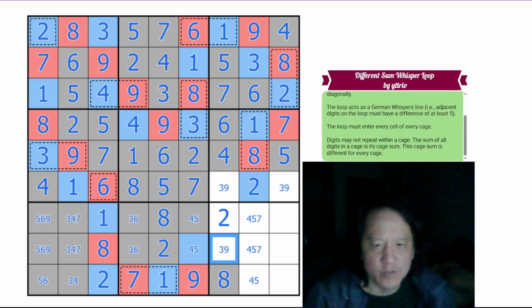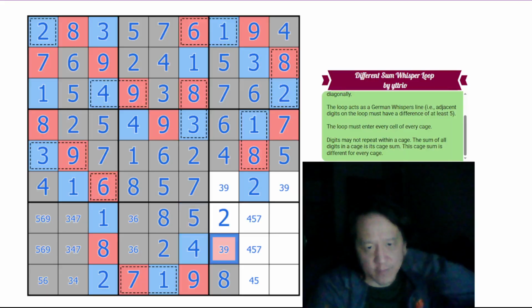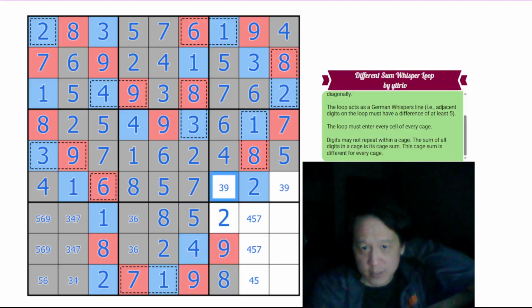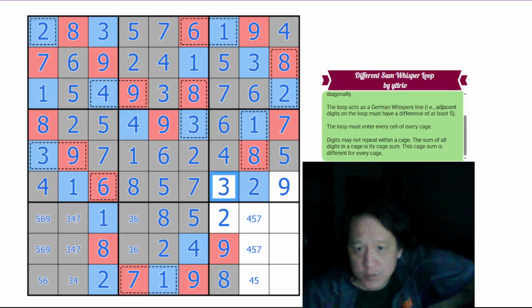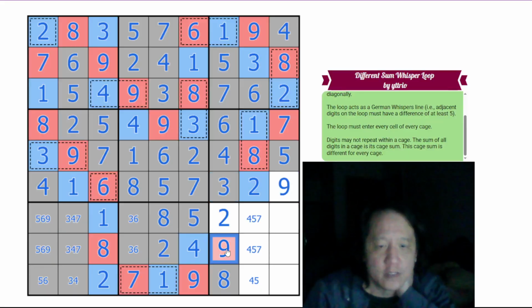It goes this way then, so this is high. So this has to be 4, which makes this 5. 4 is next to 9 on the loop, which means this can't be 9. That's 3, which makes this 9. So the 2 cannot go this way. It could go this way, potentially. This is 9 on the loop.